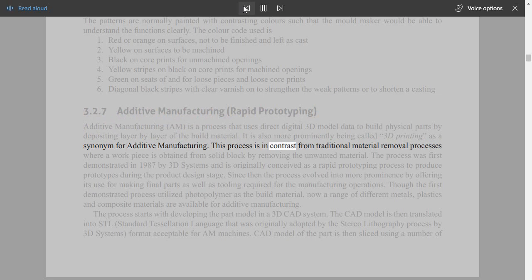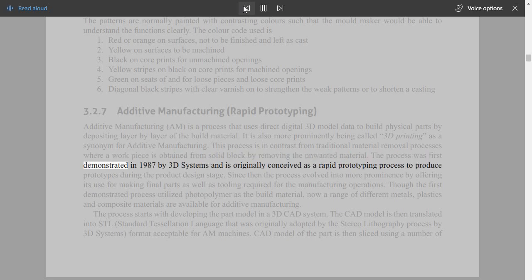This process is in contrast from traditional material removal processes, where a workpiece is obtained from solid block by removing the unwanted material. The process was first demonstrated in 1987 by 3D Systems, and was originally conceived as a rapid prototyping process to produce prototypes during the product design stage.